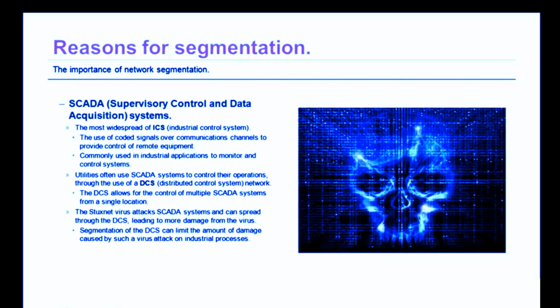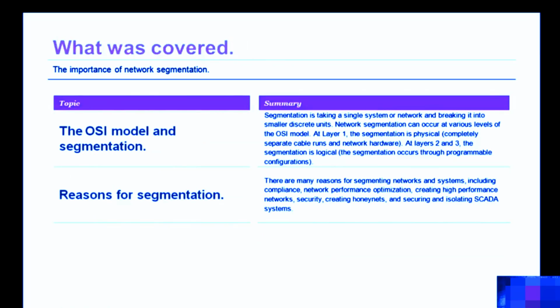Utilities often use SCADA systems to control their operations through the use of DCS networks. That is a distributed control system network. The DCS allows for the control of multiple SCADA systems from a single location. The Stuxnet virus was originally designed to attack SCADA systems and can spread through the DCS, leading to more damage from the virus. Segmentation of the distributed control system can limit the amount of damage caused by such a virus attack on industrial processes. Now that concludes this session on the importance of network segmentation.